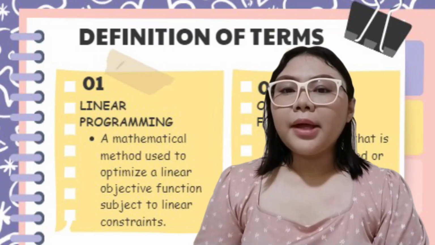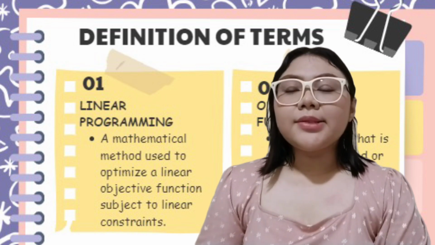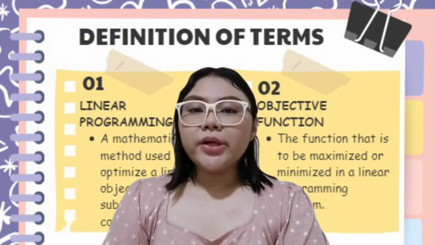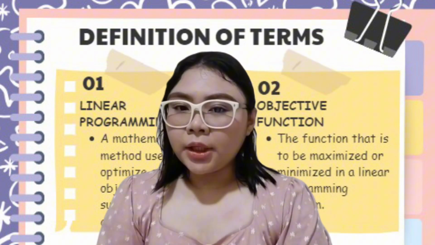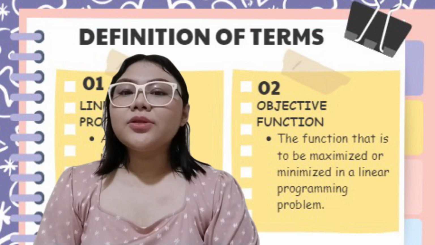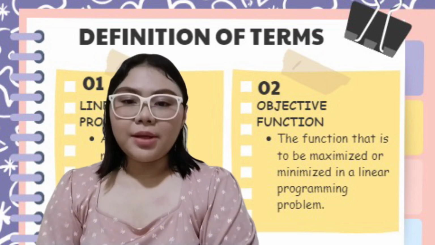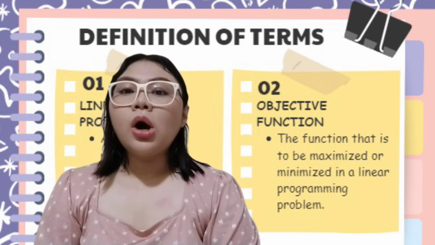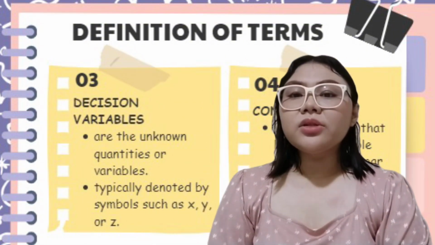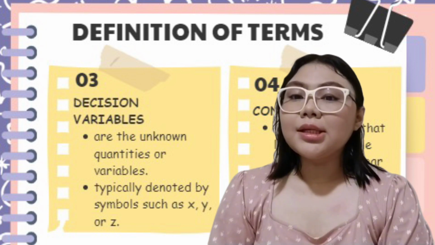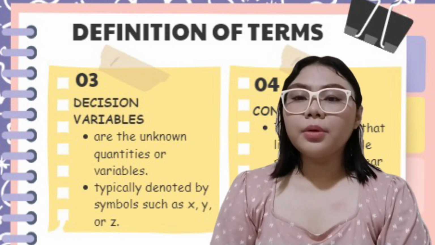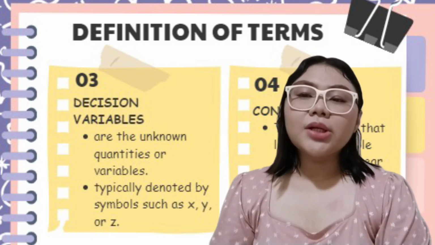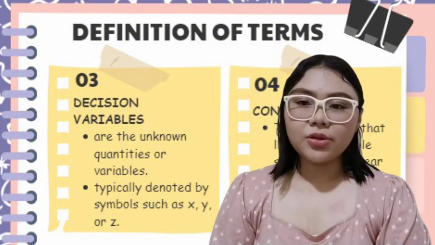Linear programming is a mathematical method used to optimize a linear objective function while considering linear constraints. Let's break down some key terms related to linear programming. Objective function. This is the function that we aim to maximize or minimize. It represents the goal we want to achieve, such as maximizing profit or minimizing costs. Decision variables. These are the unknown quantities or variables in a linear programming problem, typically represented by symbols like x, y, or z. We adjust these variables to find the optimal solution.